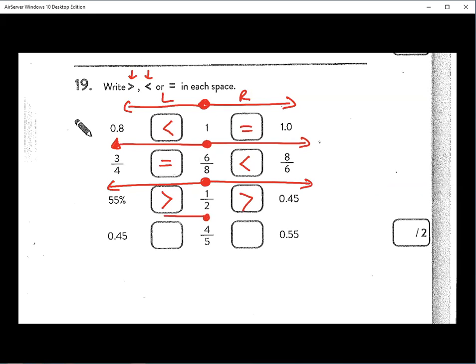Let's start from the middle. 4/5, just read it to the left. Is 4/5 bigger than 0.45, smaller or equal? Definitely bigger, because 4/5 is 0.8. 0.80 is bigger than 0.45. Now, let's read from the middle to the right. 4/5 again is 0.8. Is that bigger than 0.55? It's bigger. Done.